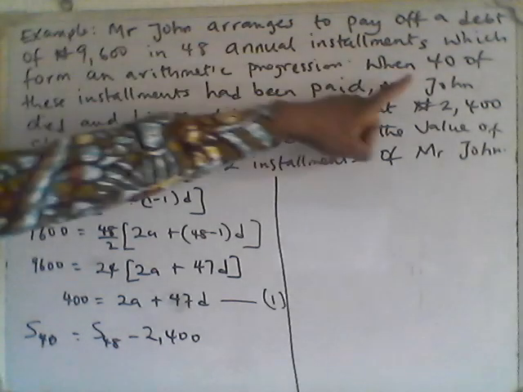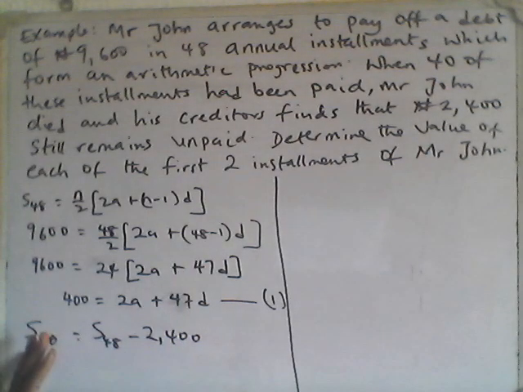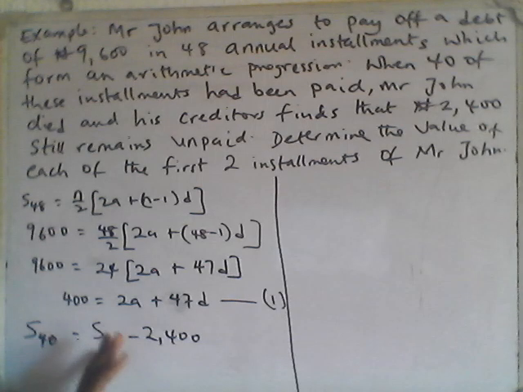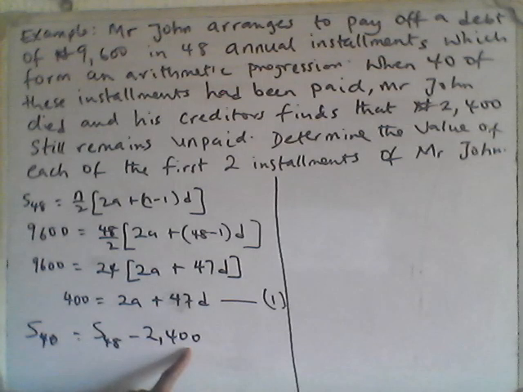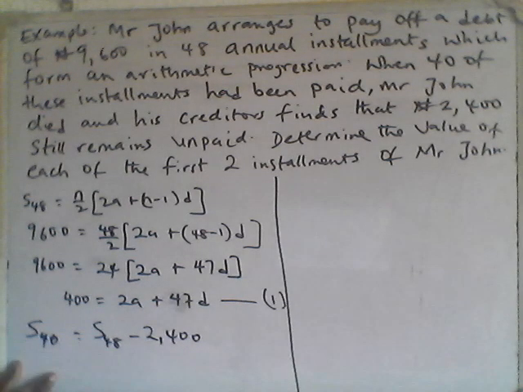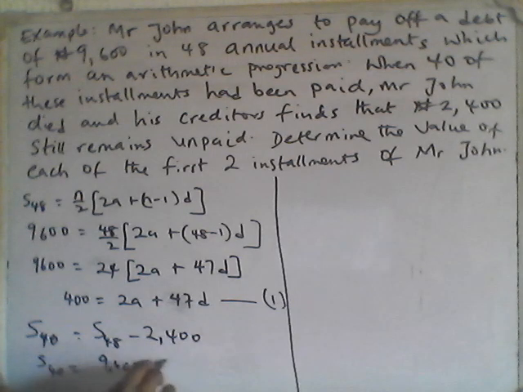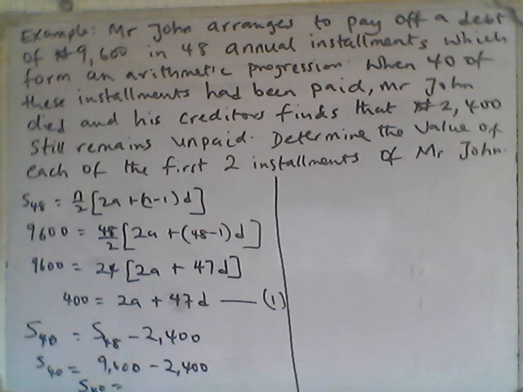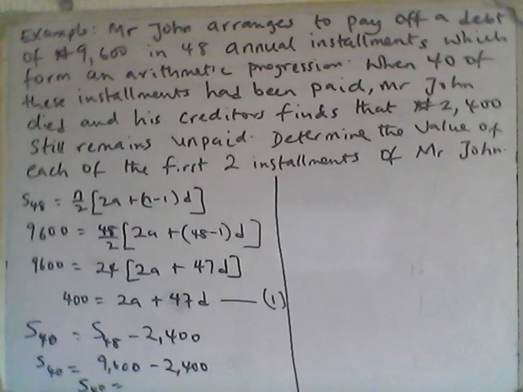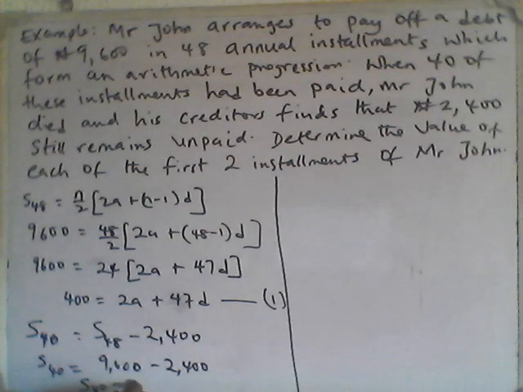So at the point where he has paid 40 of it, you understand, then he died. Now you have S48, that is this one, minus this balance that is left. It will now give you how much he has paid so far. So S40 is equal to S48, which is 9,600, minus 2,400. When I do the math, this minus this will give me 7,200. So 7,200 is S40.